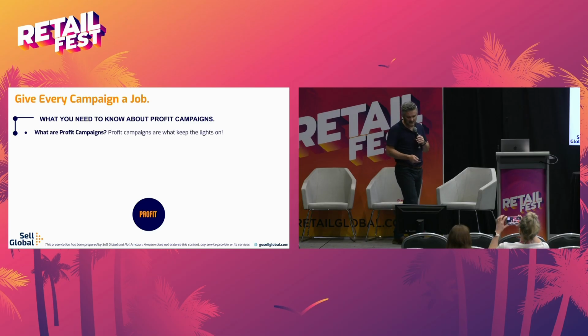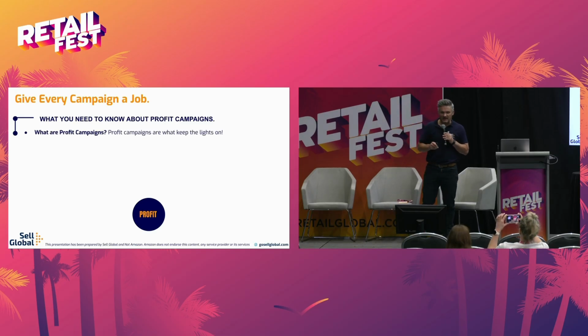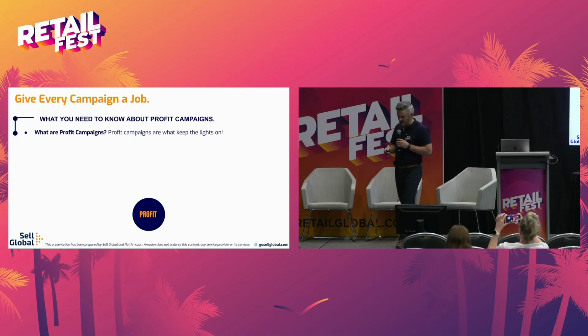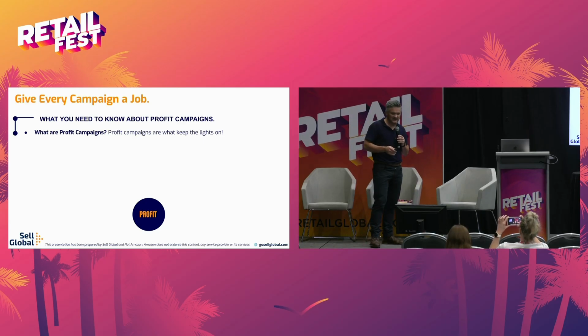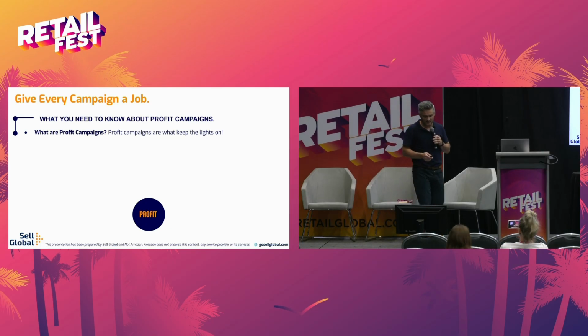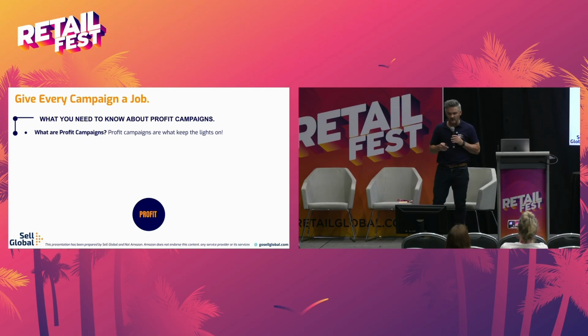The last one is the profit campaigns. Profit campaigns, I like to call these ones. These are the campaigns that keep the lights on. Obviously, business cannot stay in business for long if it's not profitable. And so these are the campaigns that you set up to drive the business forward from a profit point of view. They're the terms that work and drive value for the company.